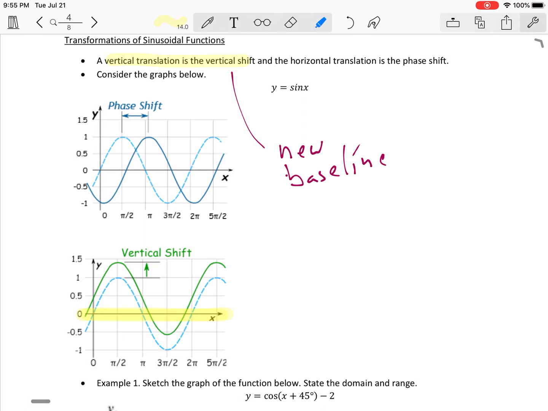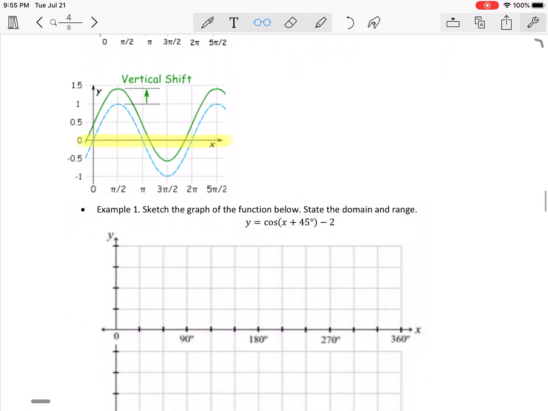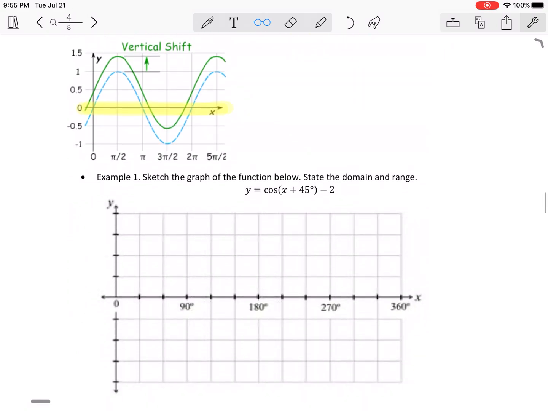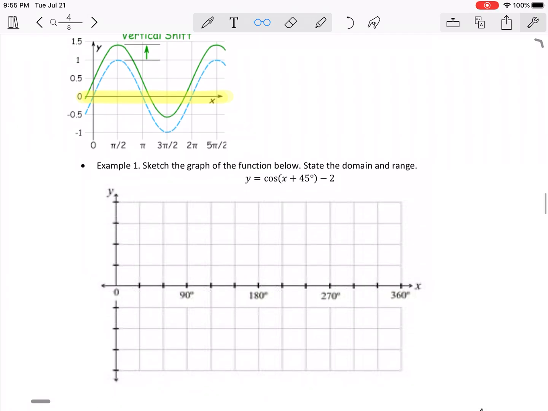And then you have a horizontal translation, which we call a phase shift. Okay, so where the graph begins can move to the right or can move to the left. So let's look at how we go about sketching that. So again, what we can do is mapping. So let's say we're looking at this function here, which is a cosine function.